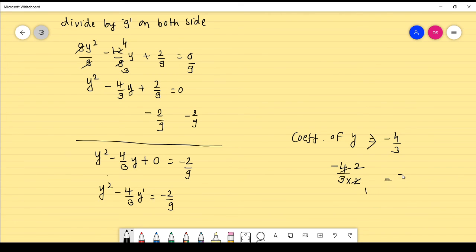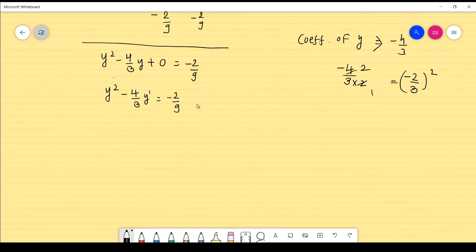So what we got, minus 2 by 3. What to do? Take a square of this particular term and add on both sides of this equation that we solved. So I'm writing y square as it is, minus 4 by 3y as it is. Now I'm going to add some specific term on both sides.